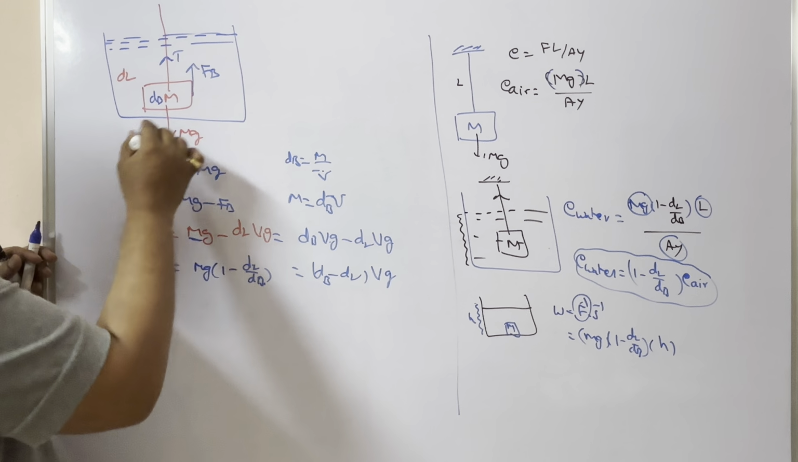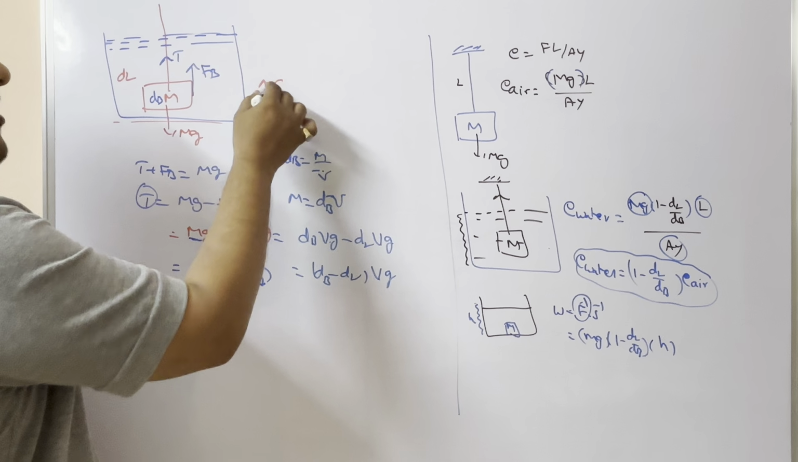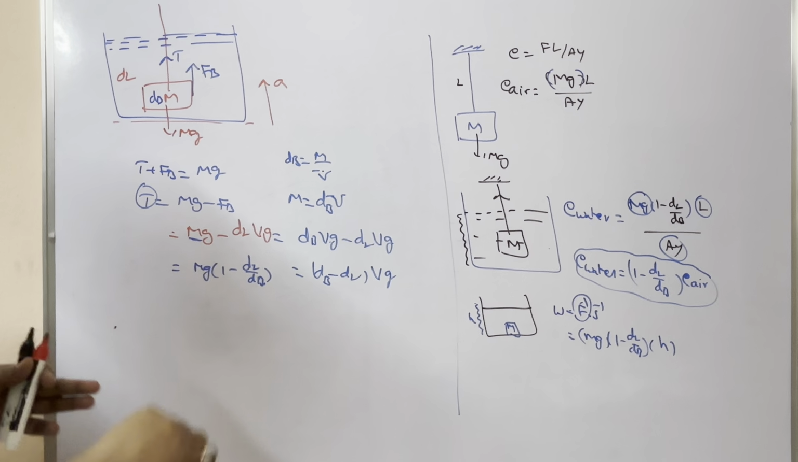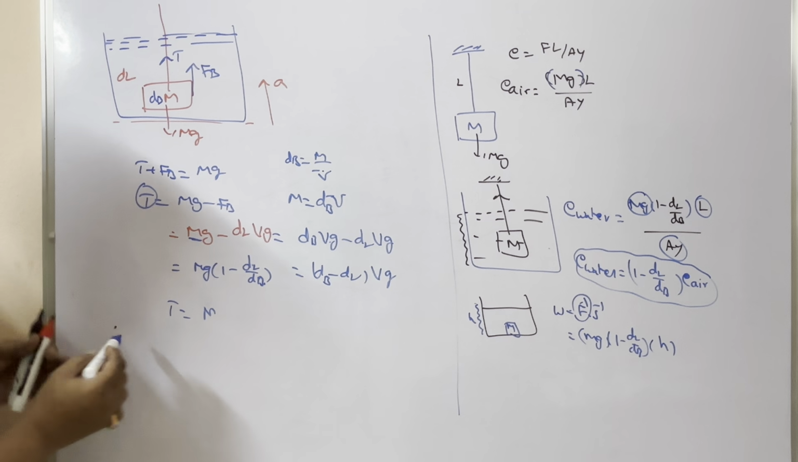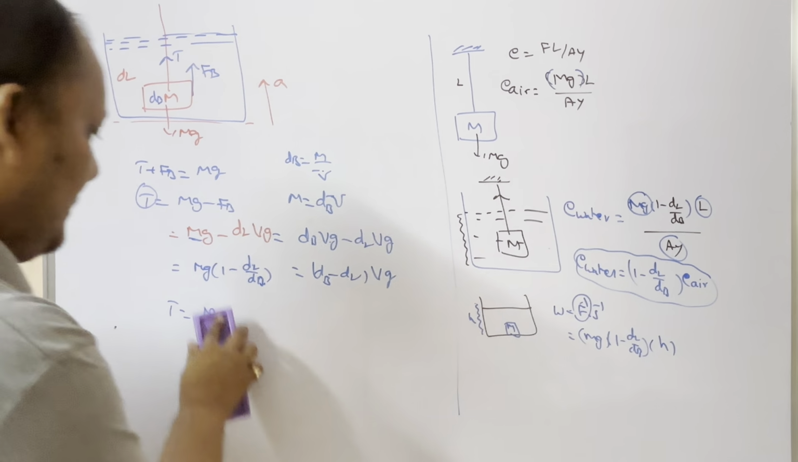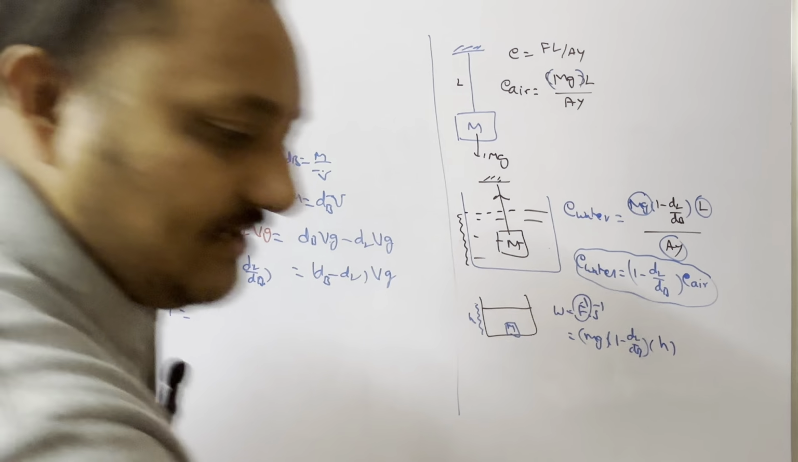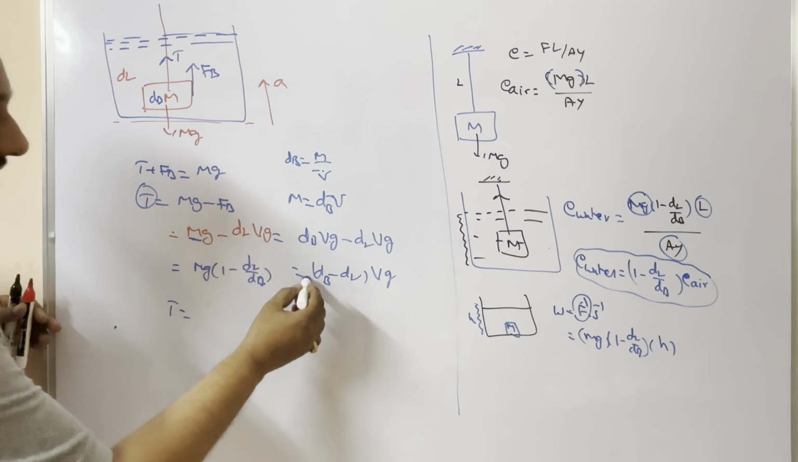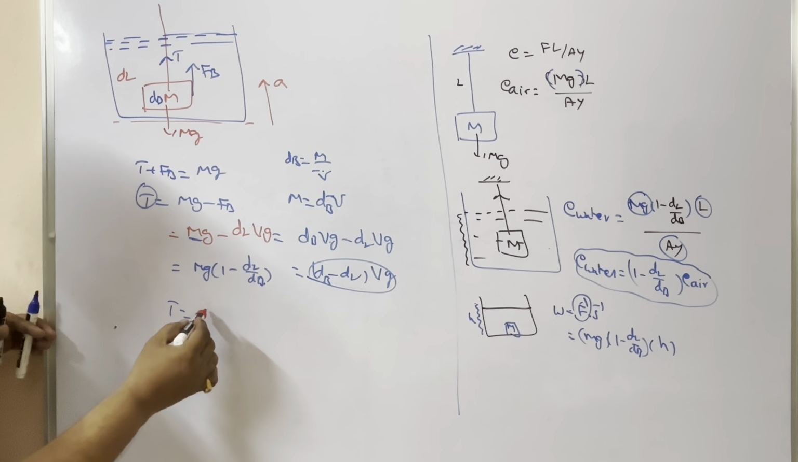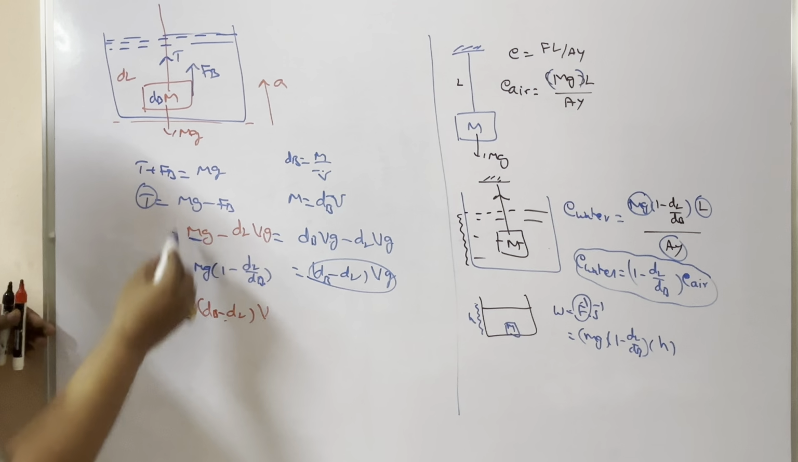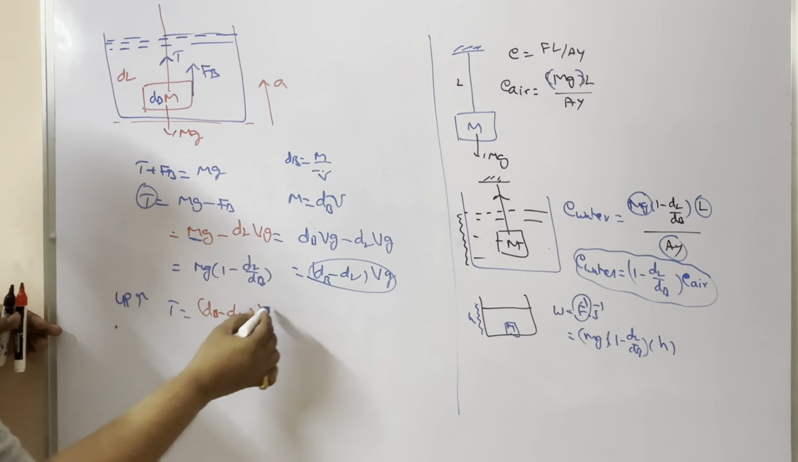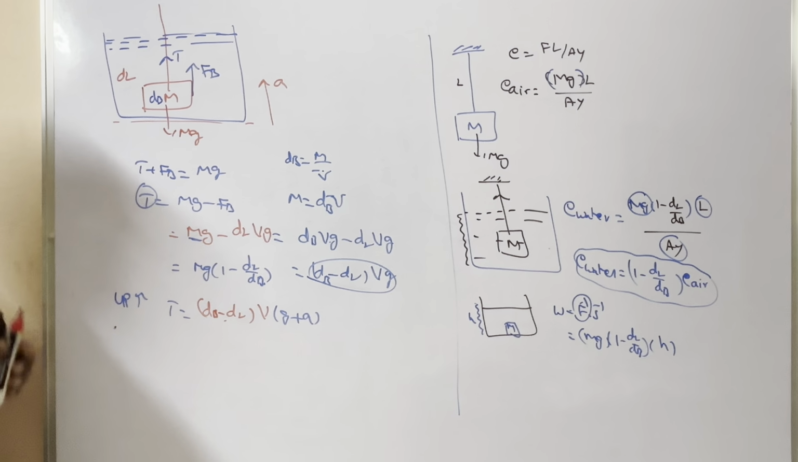Correct? Next, if we are pulling this entire beaker upwards with acceleration A. So whenever upwards, what did we say? Tensional force, Vg. Mg also you can write. So we are writing the final equation. This we are using in a different way. So (dB minus dl) V, if it is moving upwards, tensional force with (g plus a).